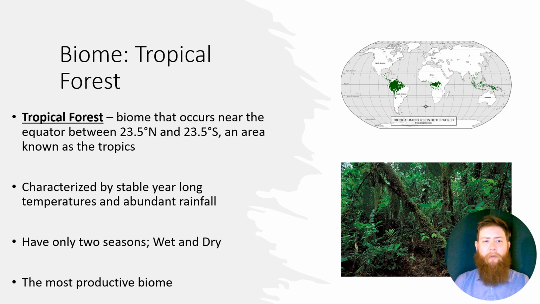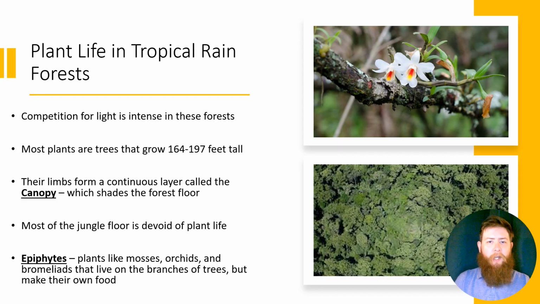Because of this, this is the most productive biome, meaning there's a lot of biomass, meaning there's a lot of plants that are growing really fast and doing really well. And speaking of plant life, there's a lot of competition amongst plants in the tropical forests for light. So most trees are going to be 164 to 197 feet tall, and their limbs and their foliage create this canopy that you can see in this bottom picture.